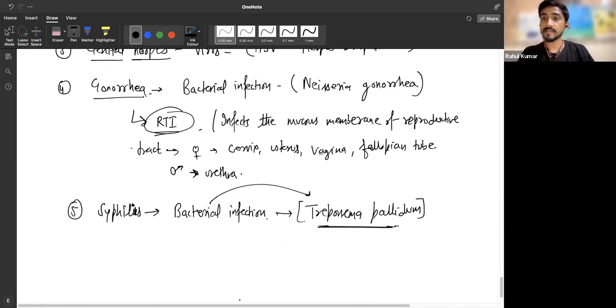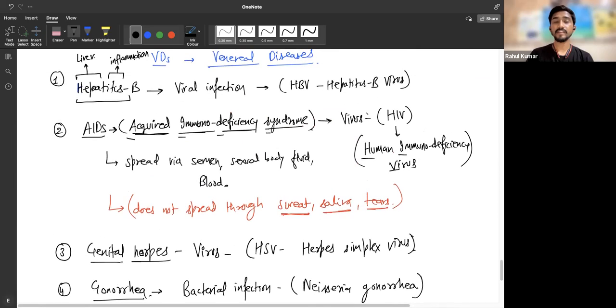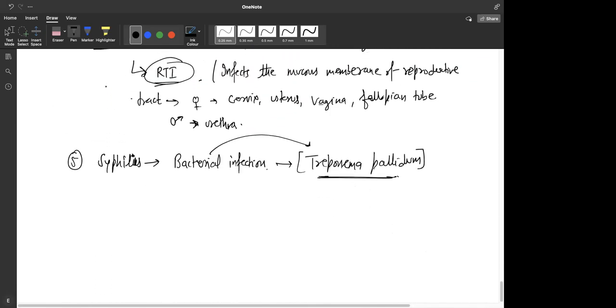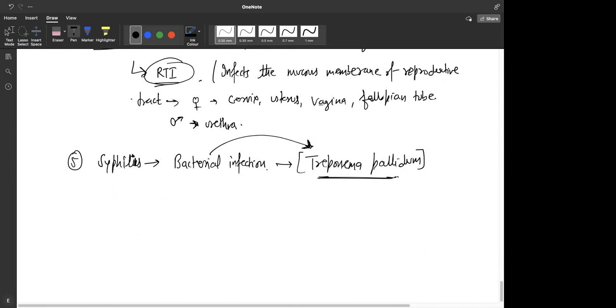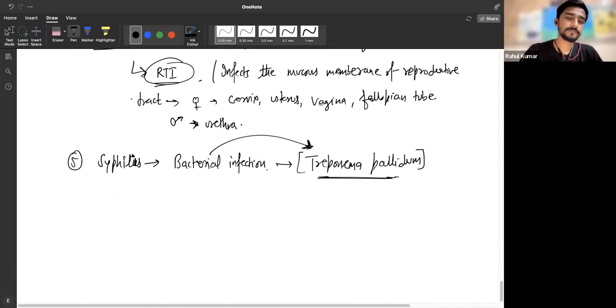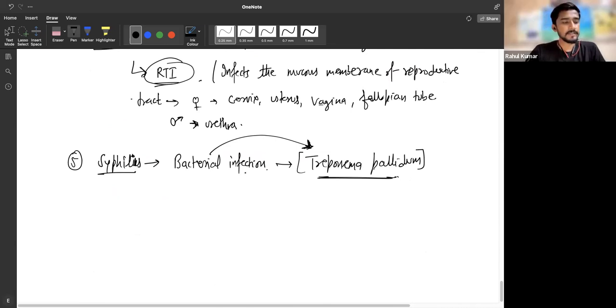Many STDs can be treated if detected at an early stage, but many cannot be treated, like those which are not just a reproductive tract infection and are caused by viruses, but affect other organs. For example, we have no cure for HIV, or hepatitis B. Does no cure mean there can never be a cure in the future? We can never say something cannot happen in future, but till now we have not been able to find a cure for that.